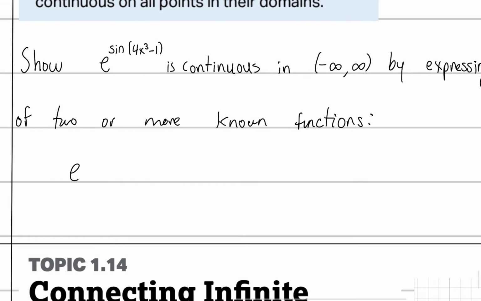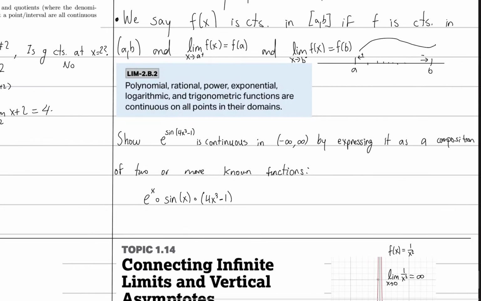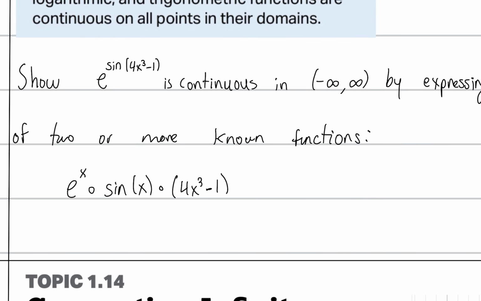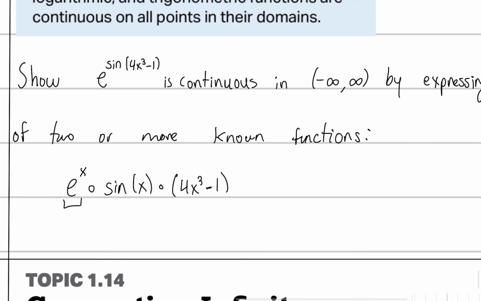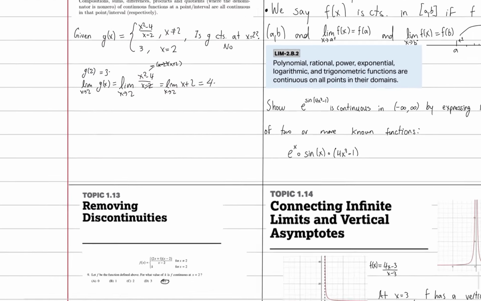Well, this is actually just e to the x composed with sine of x composed with 4x cubed minus 1. If you see that, this is our first composition, which is sine of 4x cubed minus 1, and we're taking e raised to that power. Now we know that first this is a polynomial function, so it's continuous. Sine of x is a trigonometric function, so it's continuous. And e to the power of x is an exponential function, so it's continuous. So all of these composed, which is our function that we're looking for, all of them are continuous in their domain.